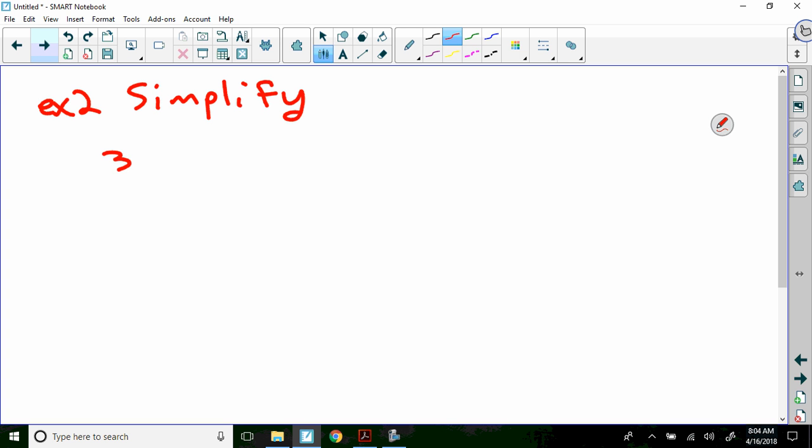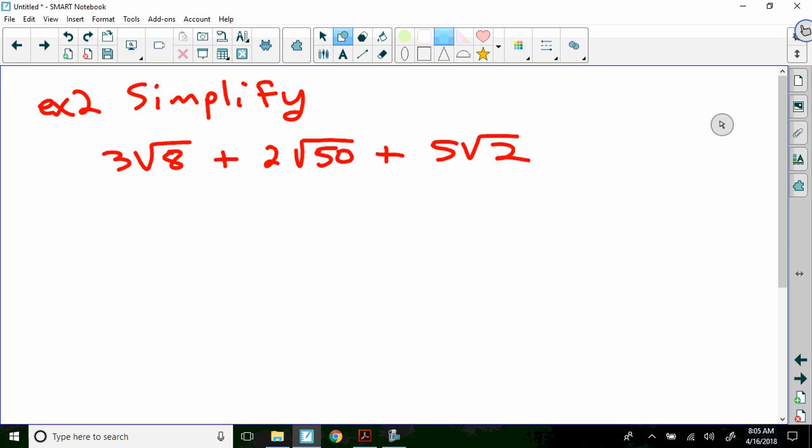I like this next example. Let's go with 3 rad 8 plus 2 rad 50 plus 5 rad 2. I don't know what it is about math, but I really like it. And one thing, if you're simplifying these, you ought to think to yourself, well, there's one of them that's already simplified as much as it can be. So if I had to guess, since they're putting this kind of problem on this exercise for me to try, I'm guessing that the other terms are probably going to have some kind of rad 2 in them.